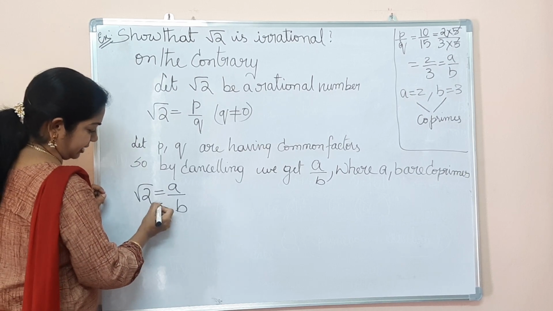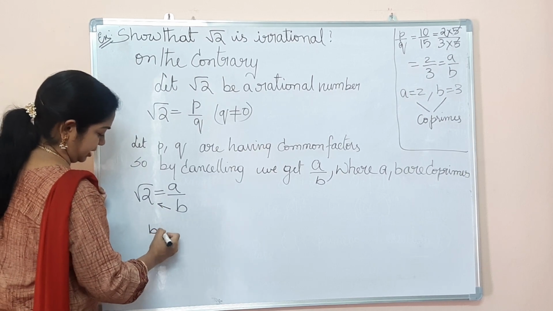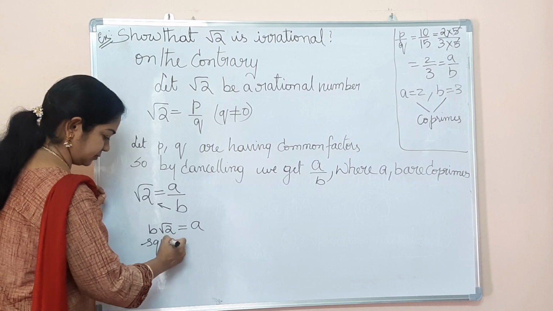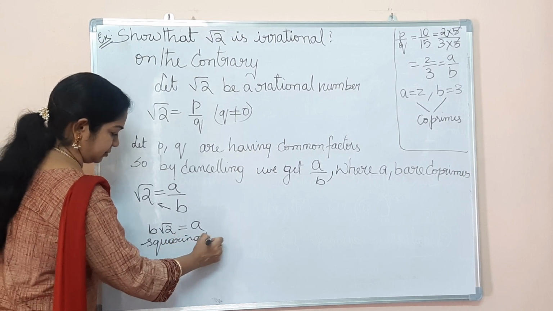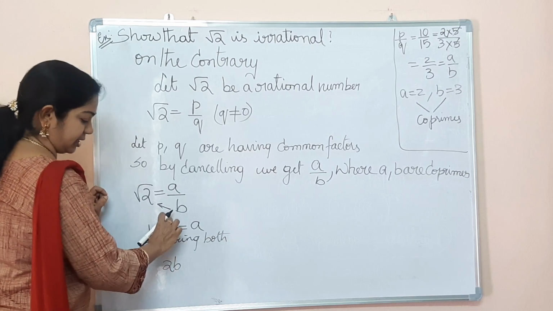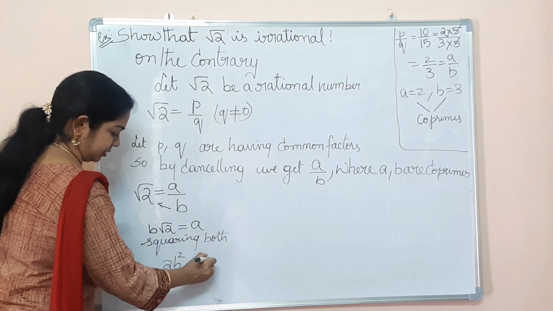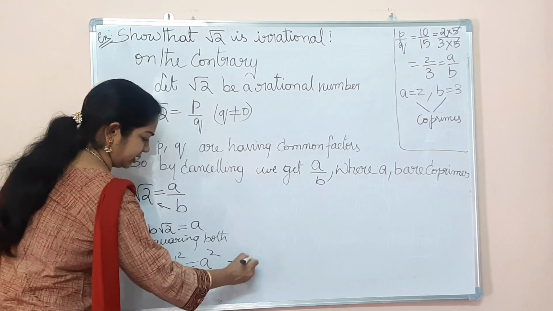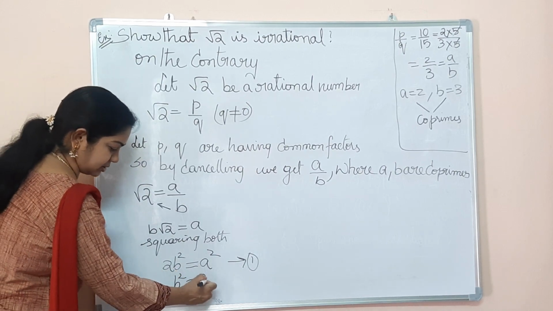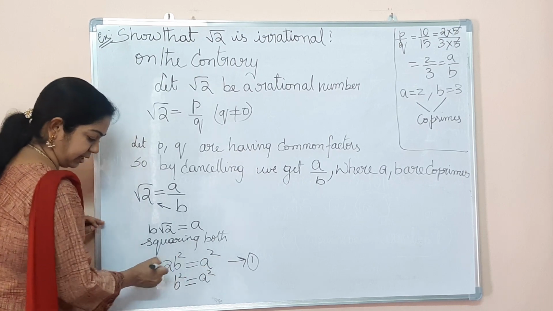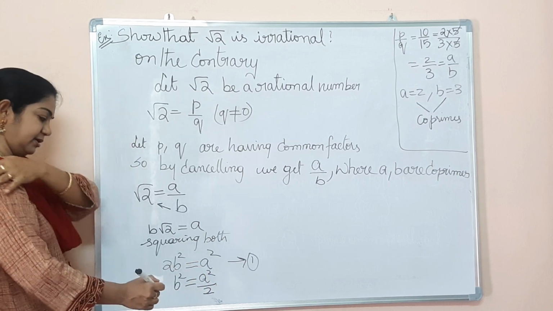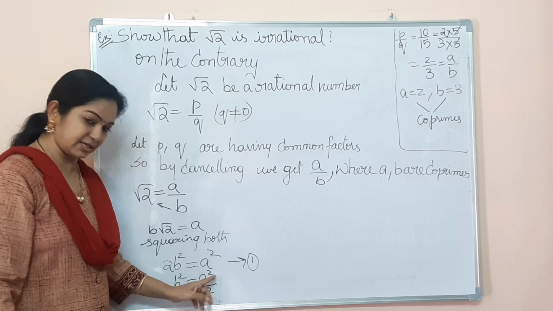So let me cross multiply it. It is B root 2 equal to A. Squaring both sides. Square root and square cancel. Here B square root 2 squared gives 2B square, equal to A square. Let this be my equation 1. And B square is equal to A square by 2. If I bring this 2, which is in multiplication, to the other side, it becomes division. So here, B square is equal to A square by 2.